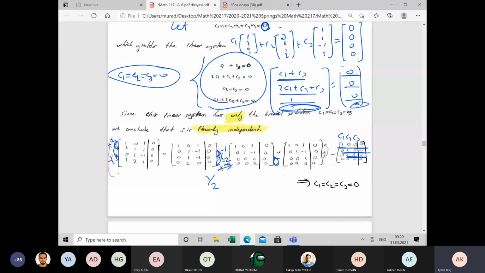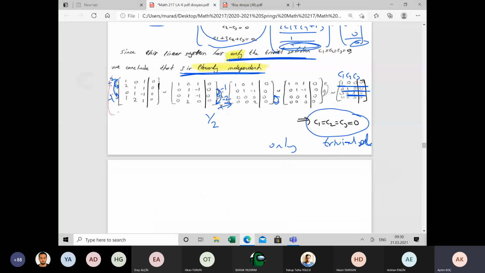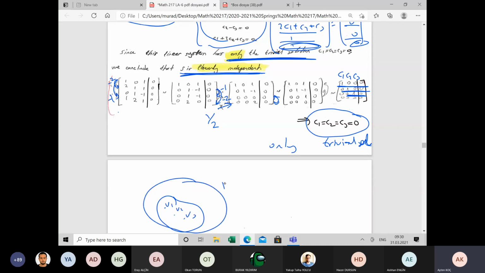So we get only one solution, the trivial solution. Only the trivial solution, and so S is linearly independent. Here this one is V1, this one is V2, V3, and the R space is R to the 4.